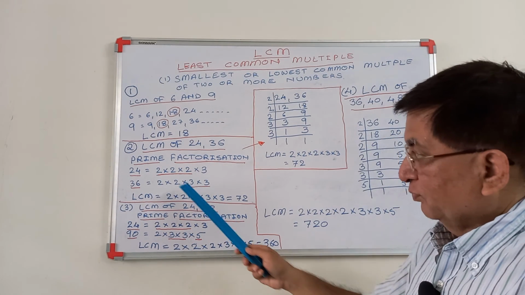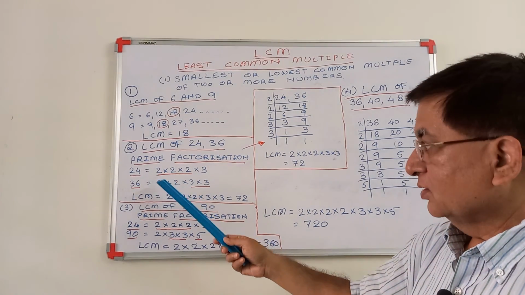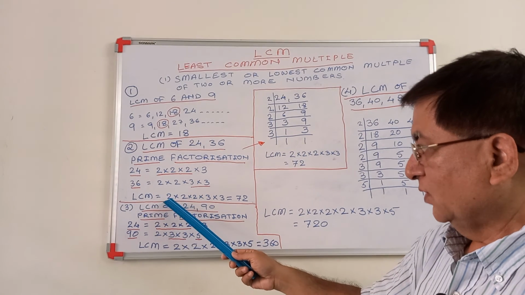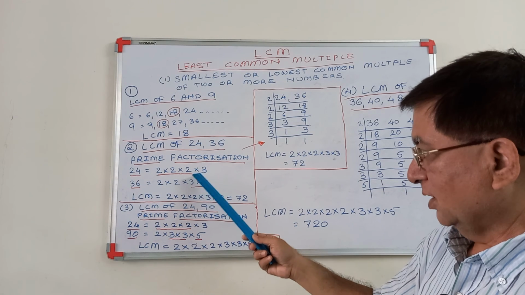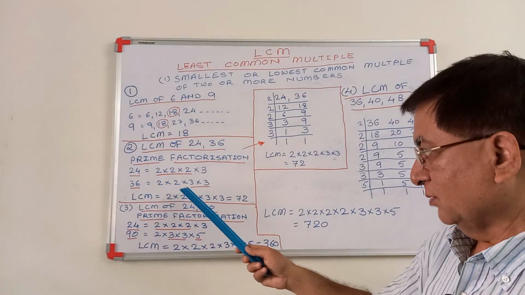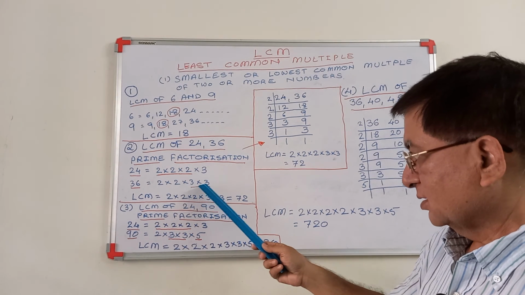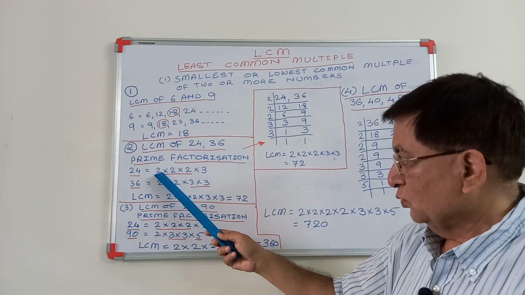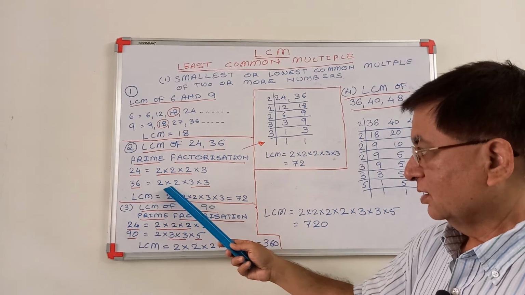Now we see here that 2 occurs more number of times in 24, which is 3 times. So we take these 2's which occur 3 times, and we write 2 times 2 times 2. Now 3 is another common factor in both of these. 3 occurs more in 36, for 2 times, and here it is 1 time, right? So we take 3 times 3. So 2 comes from here because 2 occurs 3 times here, and here it occurs 2 times only.